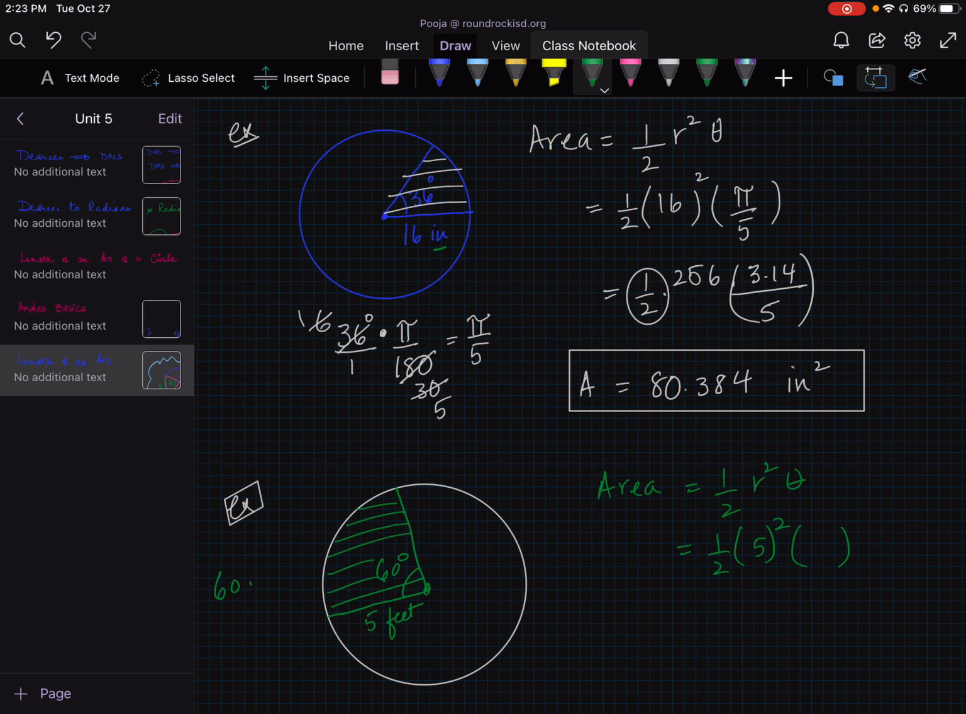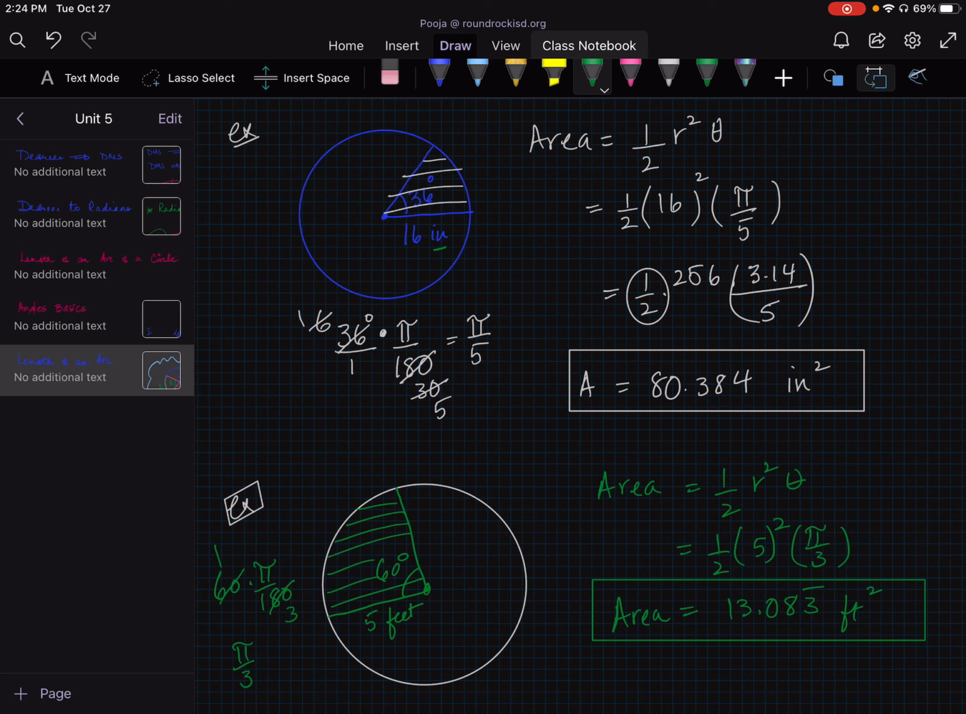So I'll take that 60, times it by pi over 180. 60 goes into 60 one time and into 180 three times. So this is simply pi over 3. And we can easily do that math: 25 divided by 2 times 3.14 divided by 3. You can do it however you want to, but this is what I got, 13.08333 repeating. Again, this is area, but then area is something squared. Looks like this is feet, so you will just put feet squared.